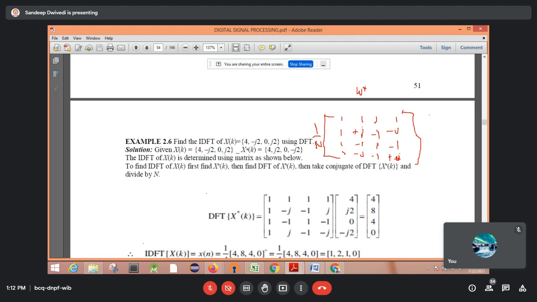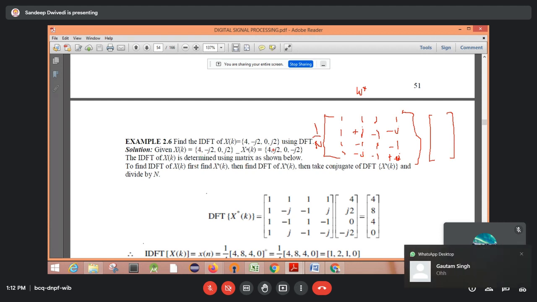Okay, now the input sequence. Along with this you need to write the DFT that is given in the question, for which you were asked to find the IDFT. So what is in the question: the first value is 4, then the second value is -2j, then the third one is 0, then the fourth one is minus, oh sorry, no, it's not minus, it is plus j2. Find the IDFT on this sequence.